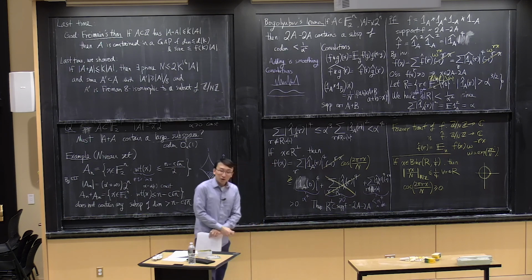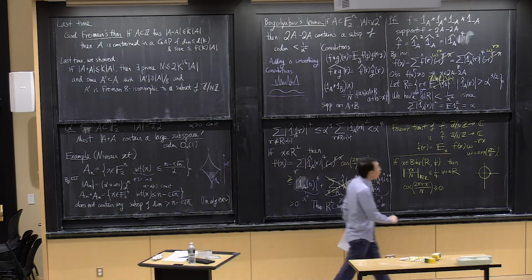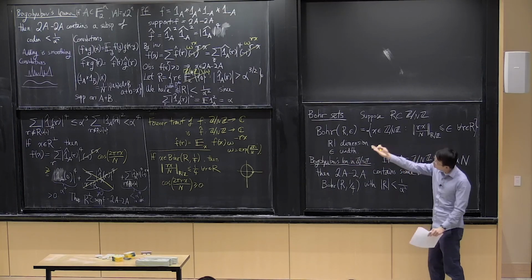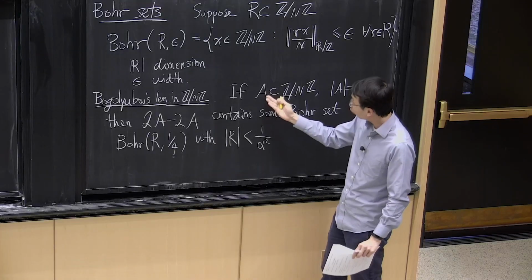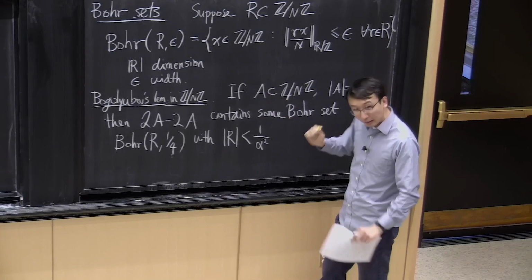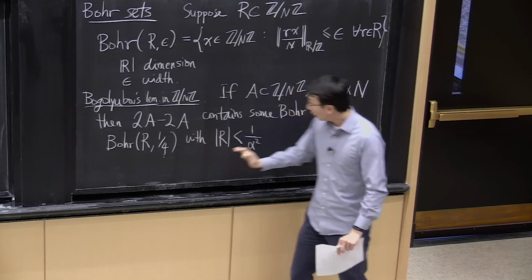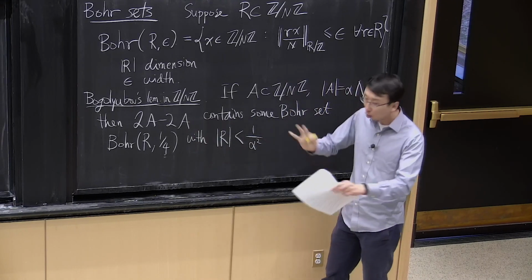Okay, great. So this concludes our discussion of Bogolyubov's lemma. So continuing our previous thread, we start with a subset of Z mod n of constant proportion. Then 2A minus 2A necessarily contains a large Bohr set.